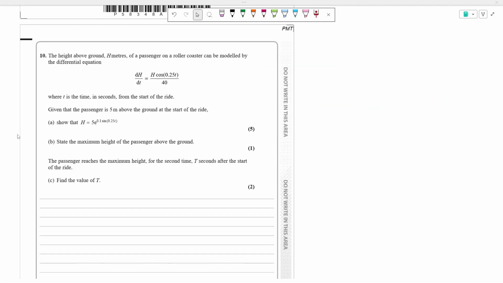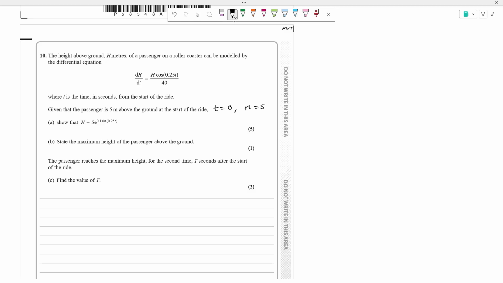Question 10. The height above ground, h meters, of a passenger on a roller coaster can be modeled by this differential equation here. It says t is time in seconds from the start of the ride. And given that the passenger is 5 meters above the ground at the start of the ride, we need to show that this differential equation can go to this somehow. To start off, I'm going to put t equals 0, so h is equal to 5. I think this will come in handy at some point.